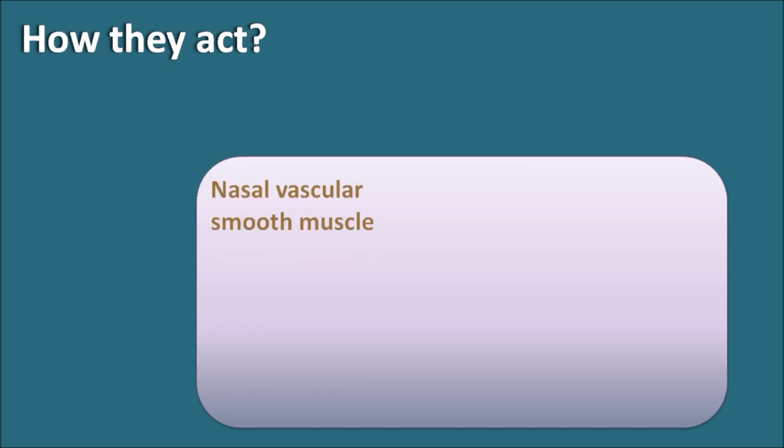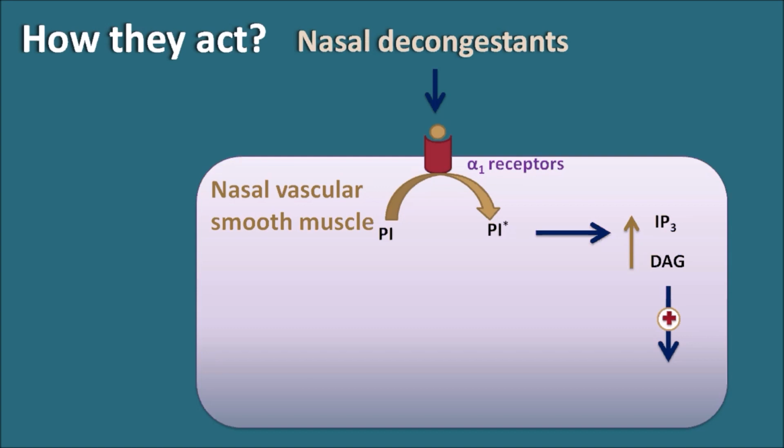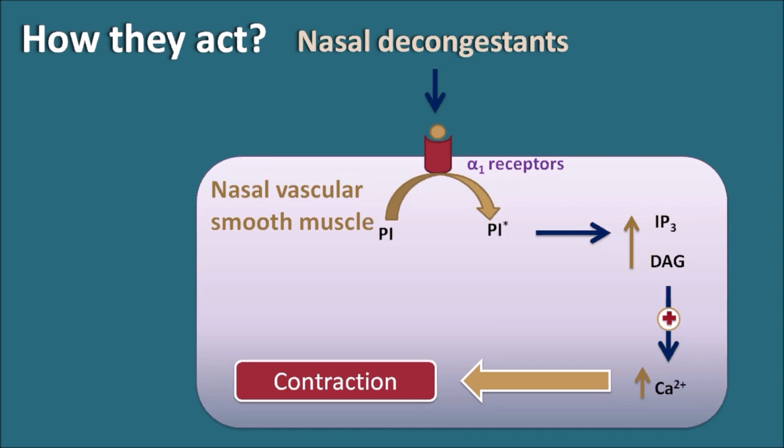How do they act? These nasal decongestants mainly act on the alpha-1 receptor. So let us see how these drugs are mainly acting. Suppose this is the nasal vascular smooth muscle. Now this nasal vascular smooth muscle is equipped with alpha-1 receptors. Whenever nasal decongestants act as agonists on these alpha-1 receptors, these receptors are activated so that they convert phosphatidyl inositol to the activated phosphatidyl inositol system. This activated phosphatidyl inositol then releases IP3 and diacylglycerol, inositol triphosphate and diacylglycerol. These two mediators are responsible for the increase in calcium within the vascular smooth muscle. The raised calcium within the vascular smooth muscle leads to the contraction of the vascular smooth muscle. In this way, nasal decongestants produce vasoconstriction at the nasal blood vessels.